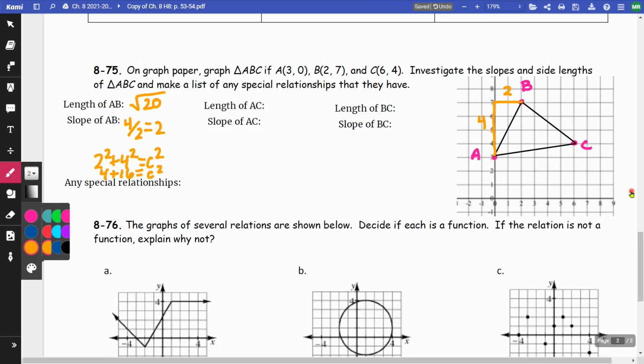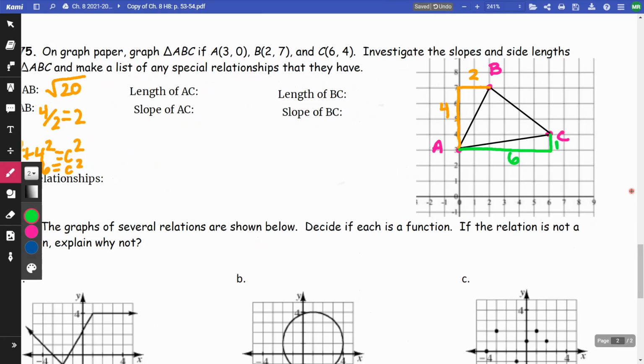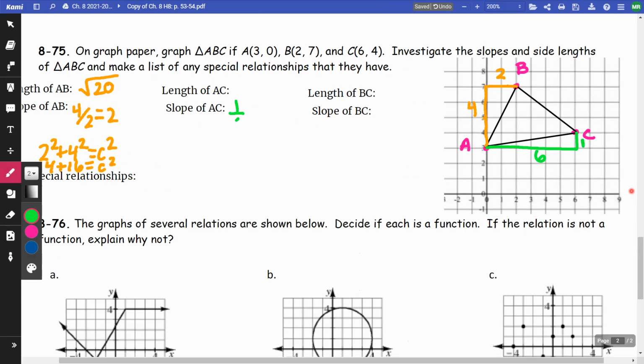Okay, so now let's do AC. Here I'm going to be going up 1 and across 6. So up 1 over 6. So my slope is going to be 1/6. So my two slopes are different.